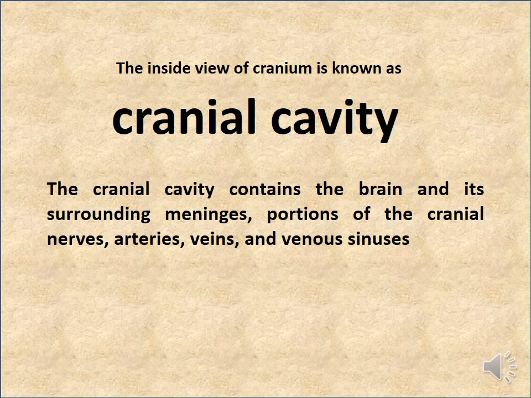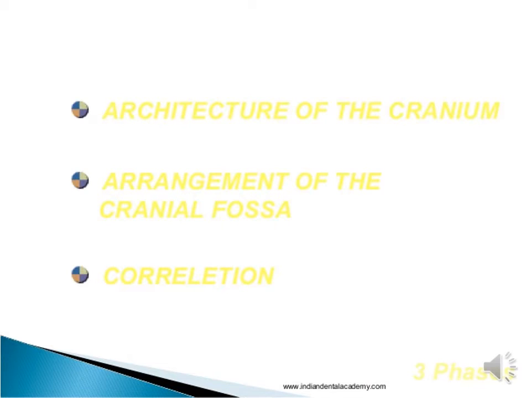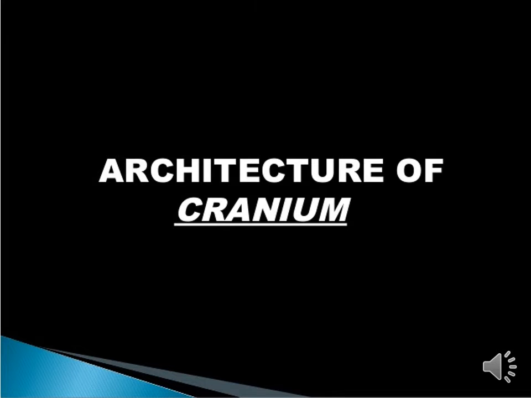The cranial cavity contains the brain and its surrounding meninges, portion of the cranial nerves, arteries, veins, and venous sinuses. We discuss in this lecture the structure of the cranium, the arrangement of the cranial fossa, the correlation of this fossa. The architecture of the cranium.